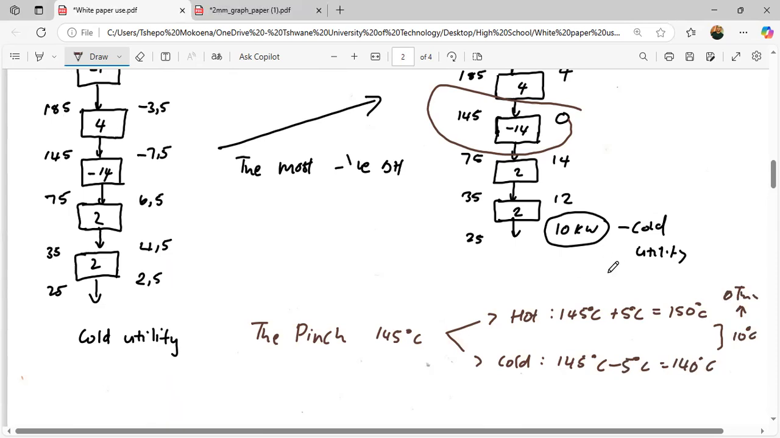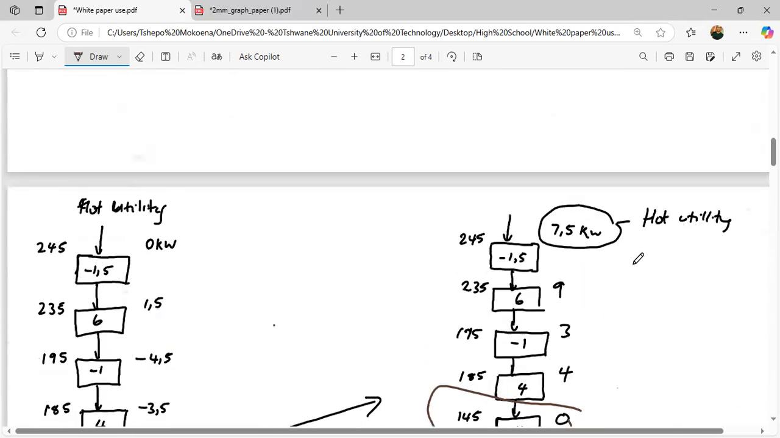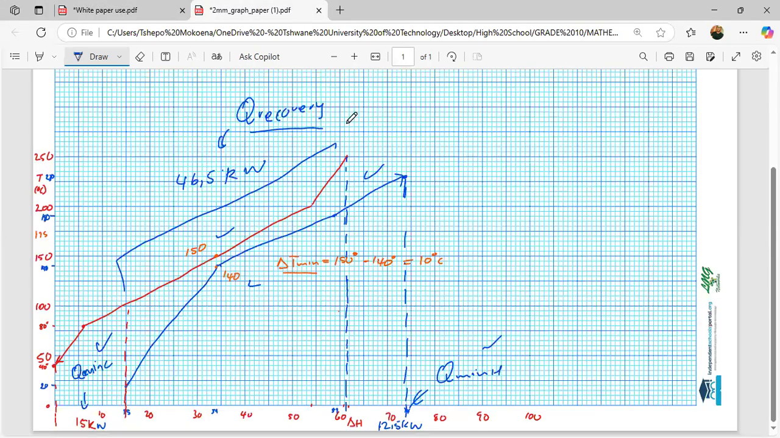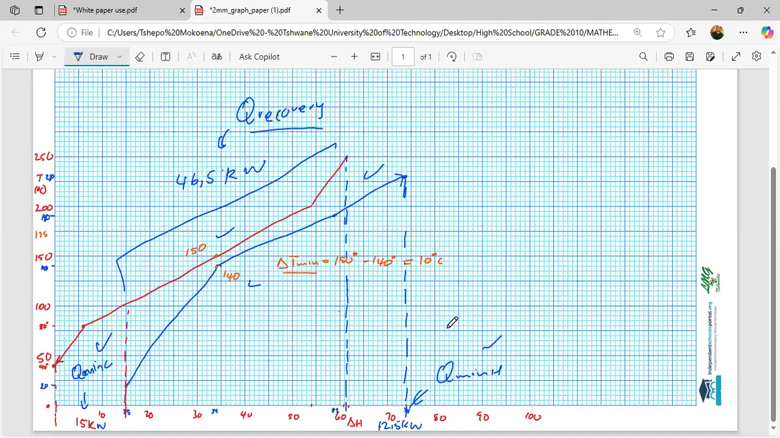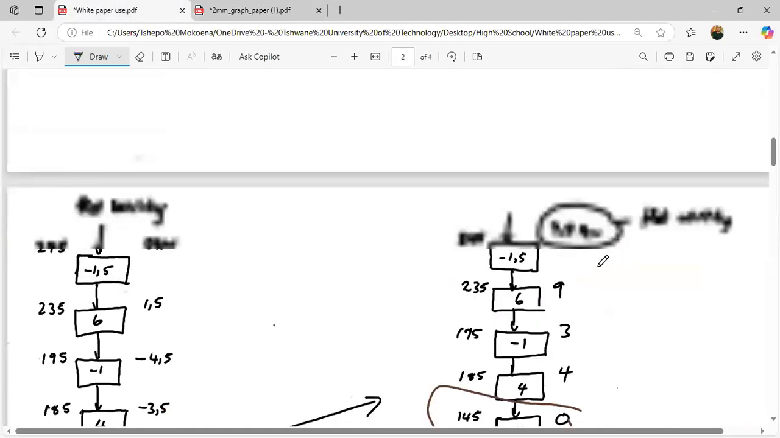And then the other thing is the cold utility and the hot utility. Here we got slightly different values. Here it's 15 kilowatts for our QC minimum, which is cold utility, and here our cold utility is 10. It's off by 5. And on this side we got our hot utility to be 12.5, and over there we got 7.5, which again, from 12.5 to 7.5, is a difference of 5, just like here and there.